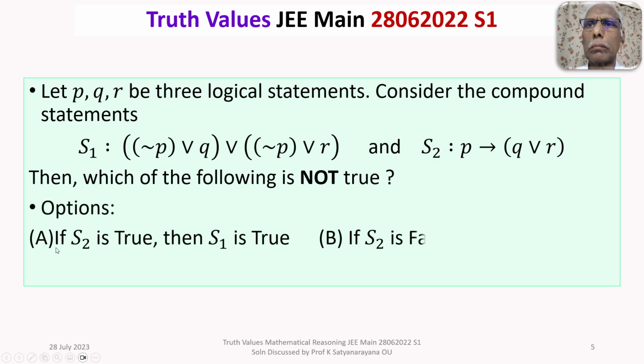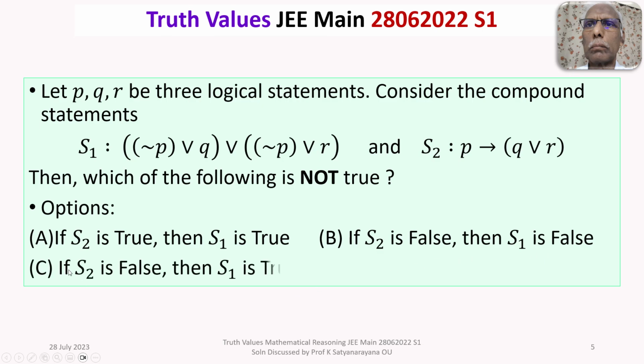Option A, if S2 is true, then S1 is true. Option B, if S2 is false, then S1 is false. Option C, if S2 is false, then S1 is true. Option D, if S1 is false, then S2 is false.